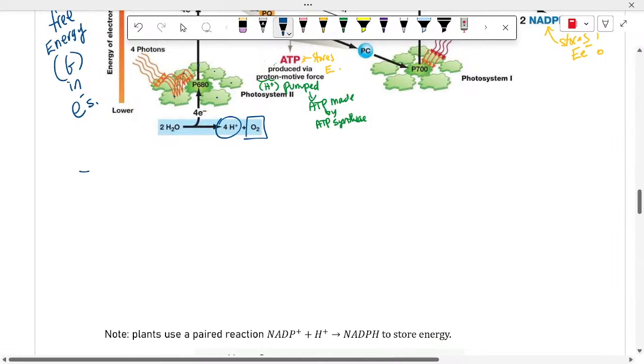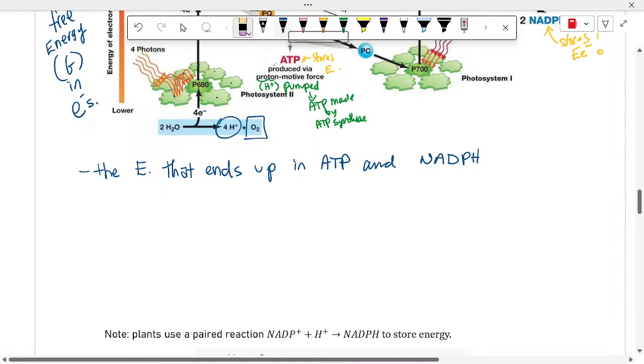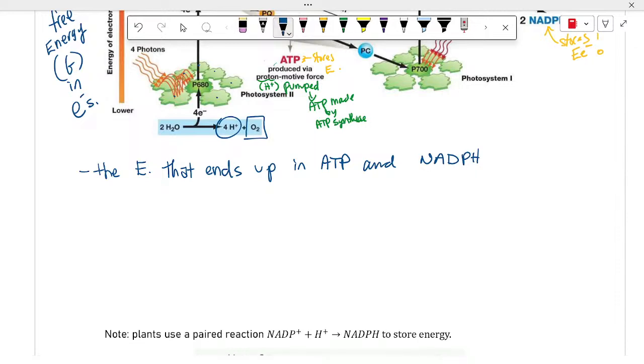We'll just remind ourselves here that the energy that ends up in ATP and NADPH, by the way, if you're remembering NADPH versus NADH, it helps to remember that NADPH is only found in plants. So that's the one you find in photosynthesis. NADPH is found in photosynthesis. Does that help? It comes from photons.